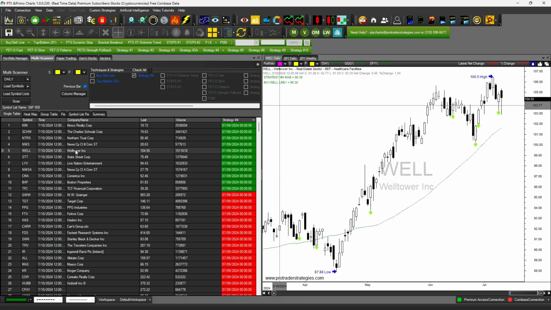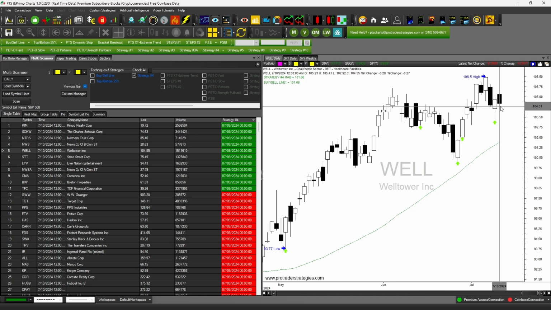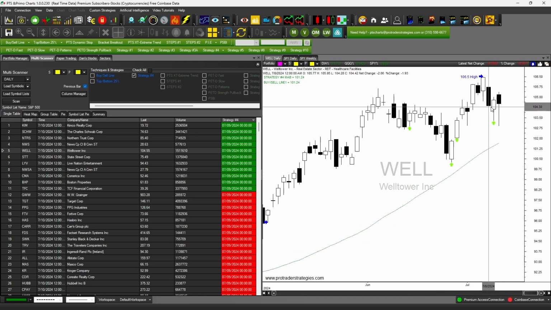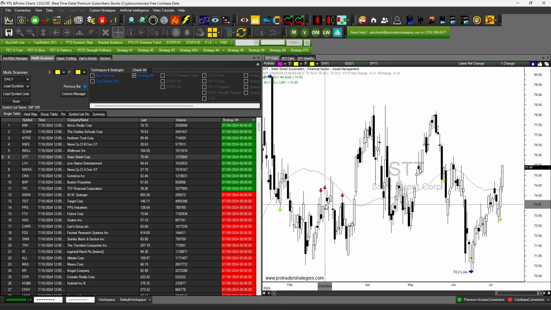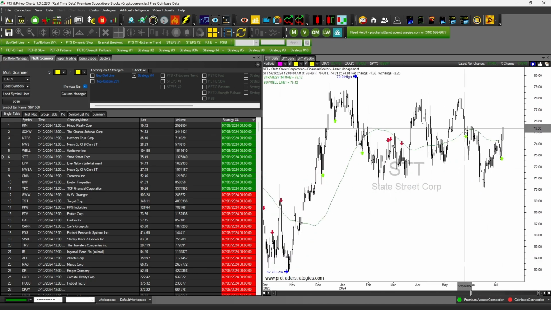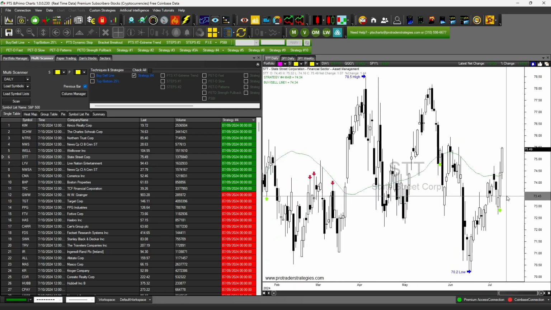Wells Tower, same thing here, hammer candle. Yeah, they're not going to be all winners. That one may have failed on you. Let's just move over to State Street, another financial company. A nice violent candle here that moved above. Again, dealer's choice on this one, as it's still oscillating around this buy sell line. Did happen to work pretty well here with continuation to the upside. You had that nice violent candle and continuation up.